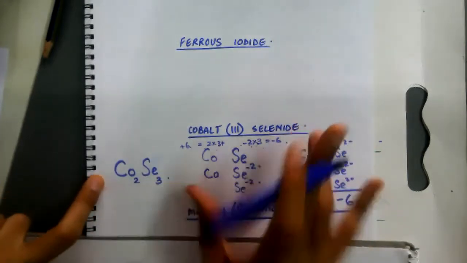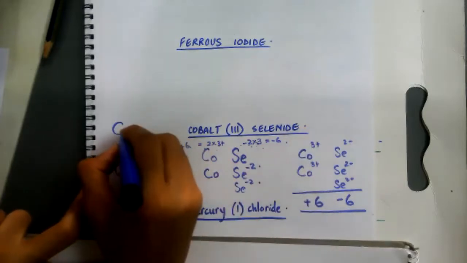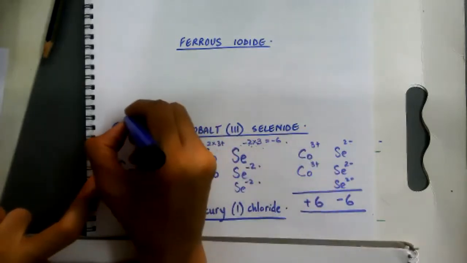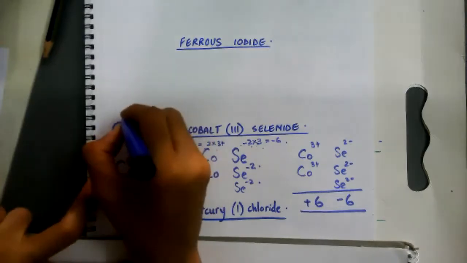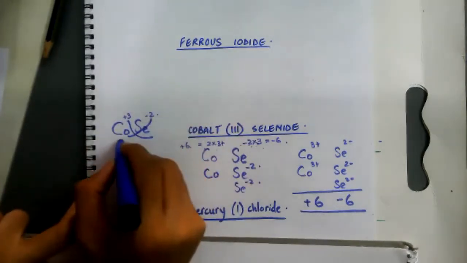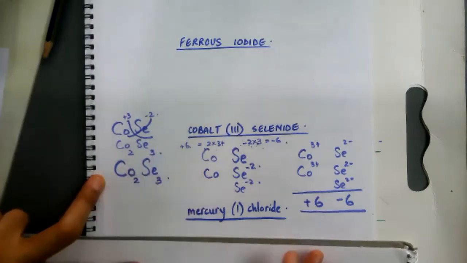And remember, I also told you a shortcut in my last class. Yes, the crisscross. You could have just simply crisscrossed, right? You could have done that too. So this here and this here. So Co2Se3.